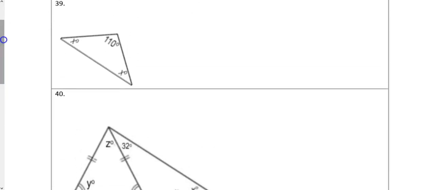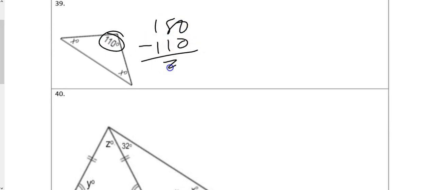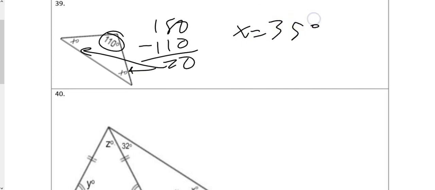And we're almost done. So, we spent $110 here. We started with 180. That means we have 70 left. But that 70 has to be split evenly between those two stores. So 70 divided by 2 is 35.